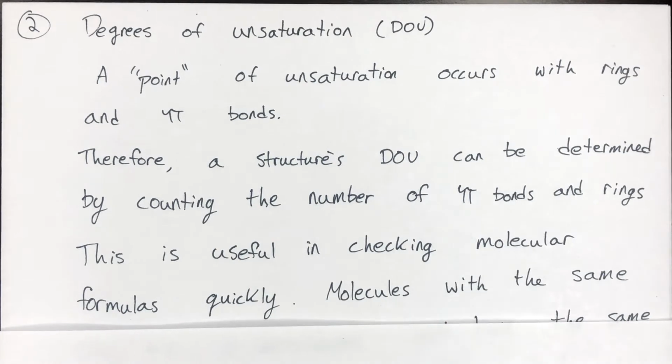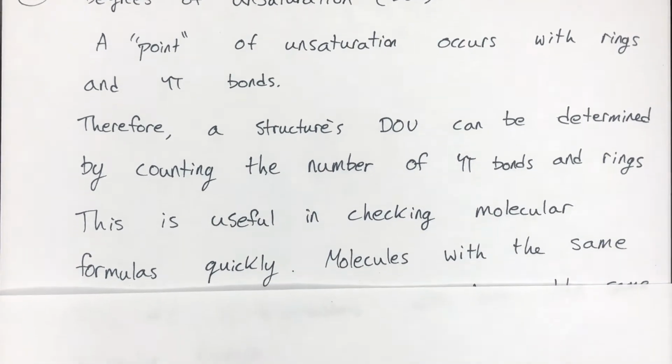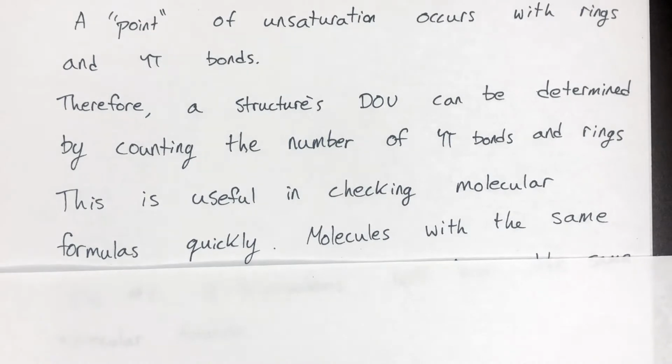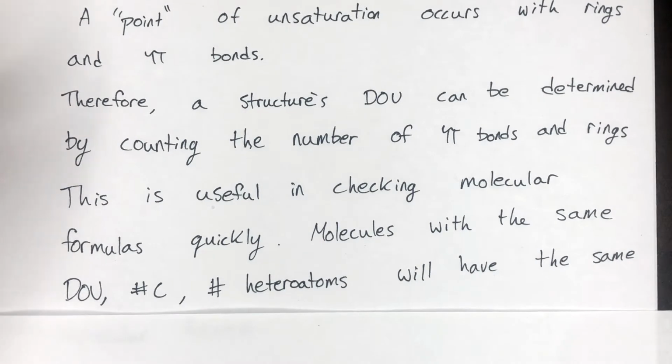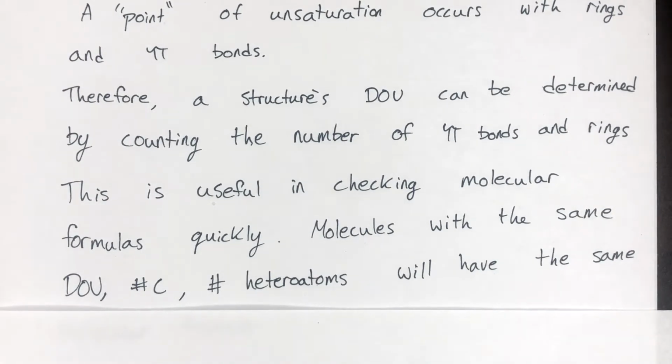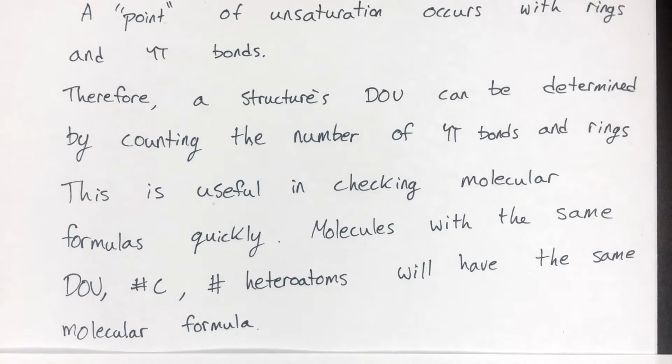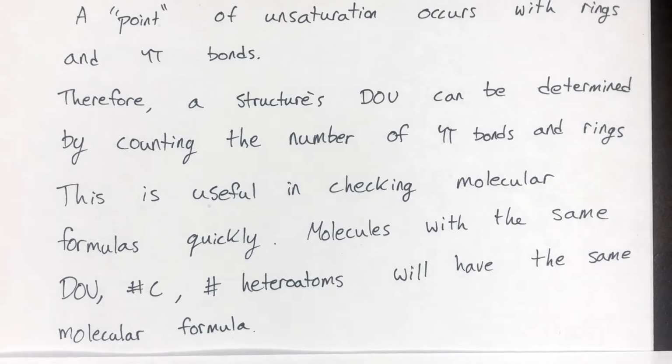Okay, so next, the usefulness of this, I should say, is that it can check the molecular formula rather quickly, because molecules with the same degrees of unsaturation, the same number of carbons, and the same number of heteroatoms will have the same molecular formula. So simply, you can just count your endpoints to get the number of carbons, count your heteroatoms that are present, like chlorine in our previous example, and then count the degrees of unsaturation. If those 3 features are the same, the molecular formula has to be the same, and this will save you a little bit of time because you don't have to count all of the hydrogens individually.